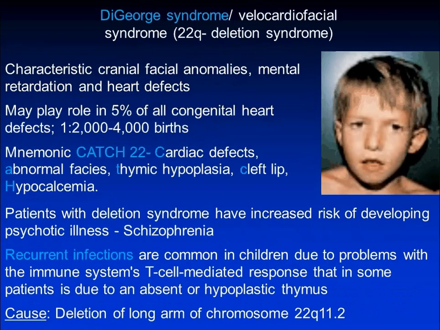DiGeorge syndrome is caused by deletion of the long arm of chromosome 22. Children with DiGeorge syndrome have cardiac defects, abnormal faces, thymic hyperplasia, cleft lip, and hypocalcemia. Put together, DiGeorge syndrome can be summarized in one mnemonic, CATCH 22. Here, 22 refers to the fact that the deletion occurs on chromosome 22.